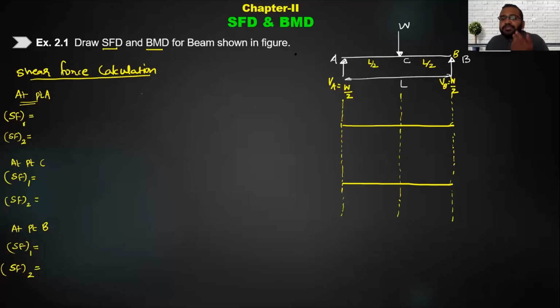To understand this, what do we do? We take two imaginary sections. We take two imaginary sections at point A. Now how will I take two imaginary sections?